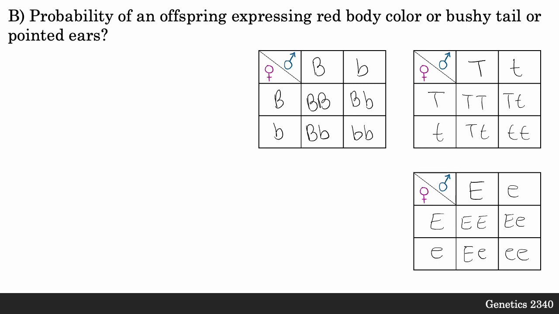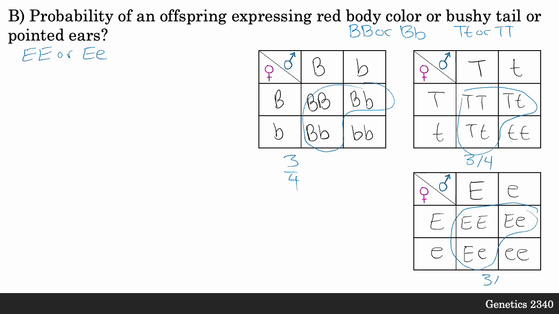Part B, the probability of an offspring to express red body color or bushy tail or pointed ears. Note that the use of or in this question indicates the addition rule, otherwise known as the sum rule. So red body color is big B, big B or big B, small b. Bushy tail is big T, small t, or big T, and then pointed ears are big E, or big E, small e, which will be 3 over 4, and 3 over 4.